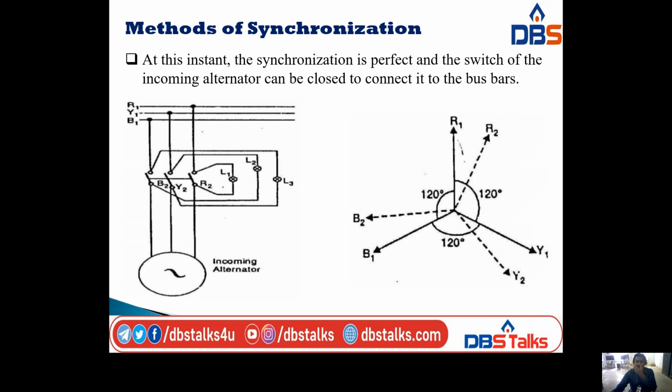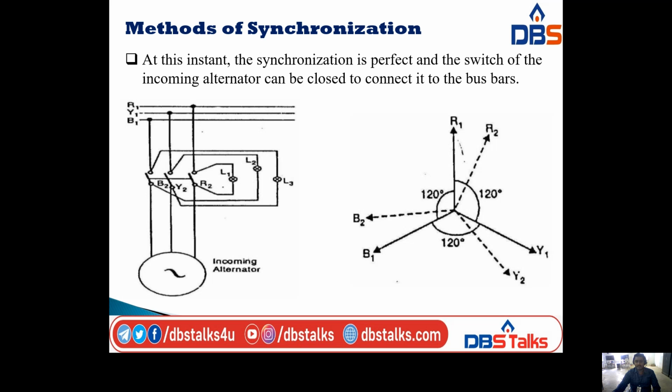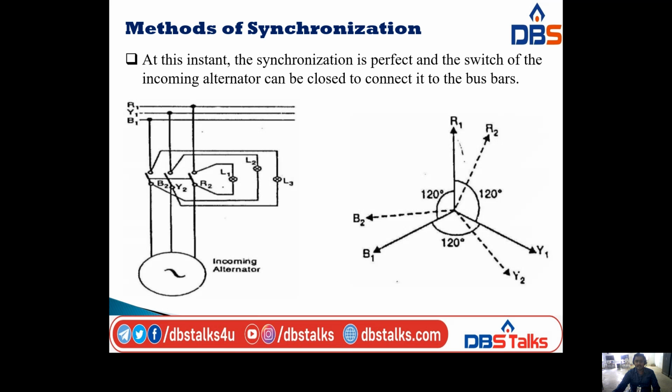On the left side of the diagram, we have the connection. Here I am taking the incoming alternator. The incoming alternator is connected to the bus bar through 3 lamps and 3 switches, and it consists of the phases R1, Y1, B1 and R2, Y2 and B2 and lamps L1, L2, L3. If you observe this diagram, the lamp L1 is straight connected between the corresponding phases, that is R1 and R2.